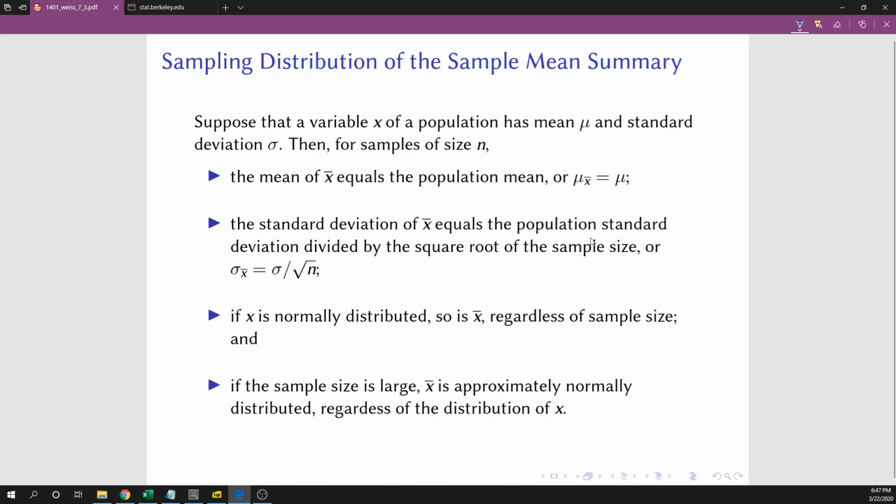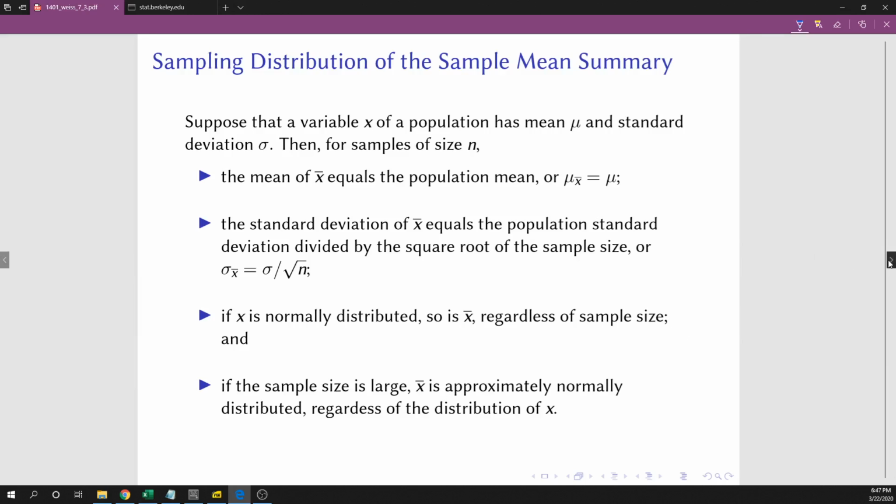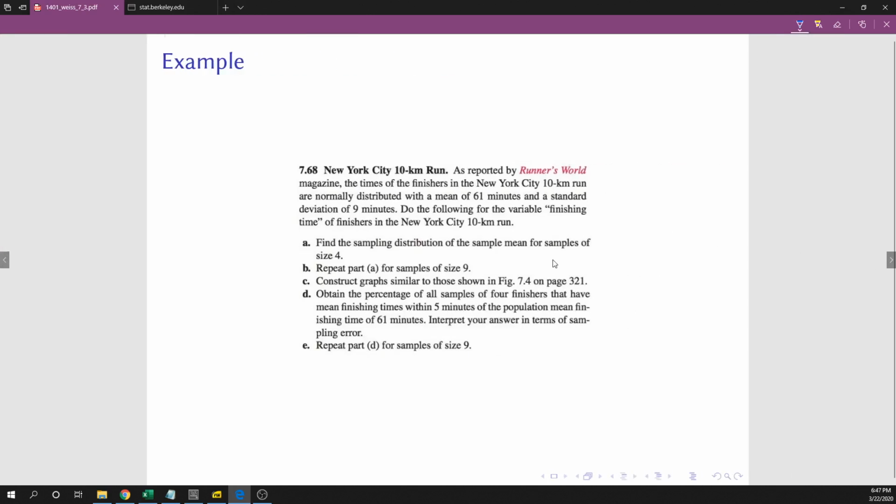Okay. All right. And so in the next videos, we will work through some of these book problems. In the book problems, we talk about calculating probabilities related to the sample means.